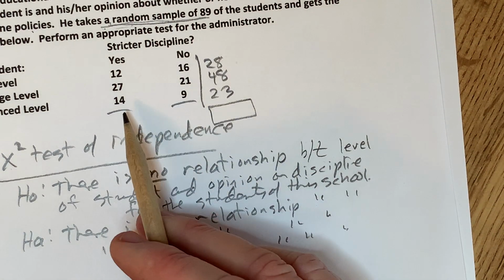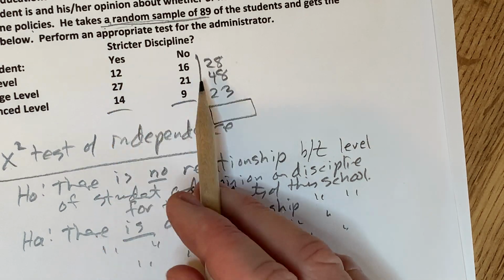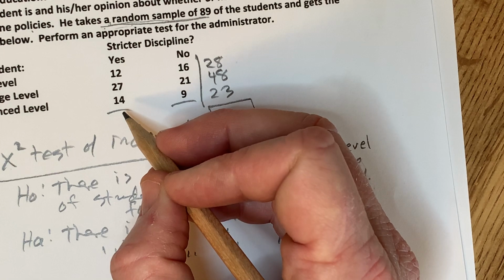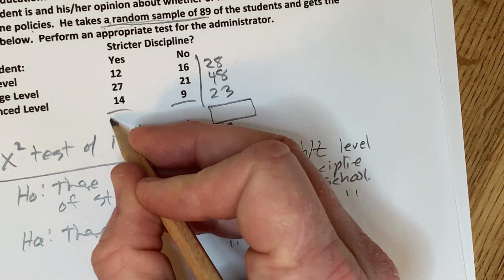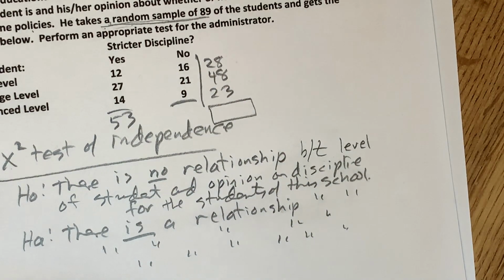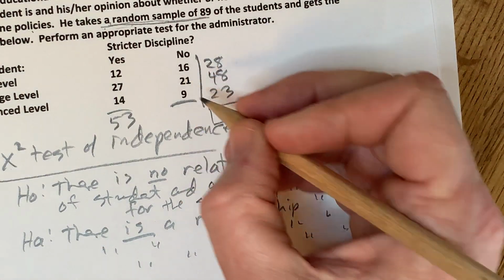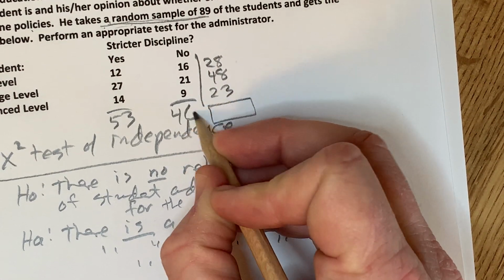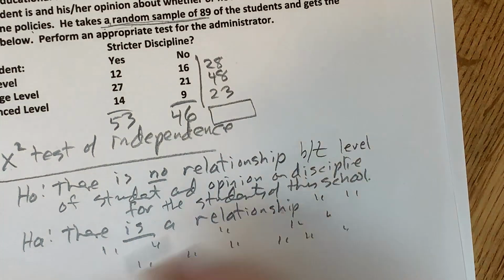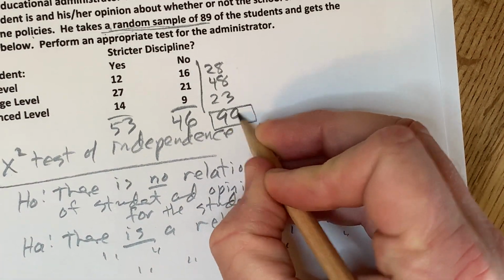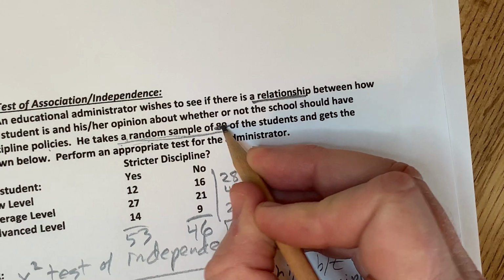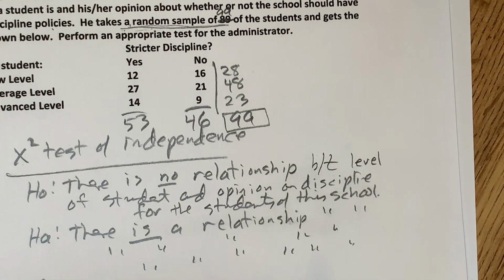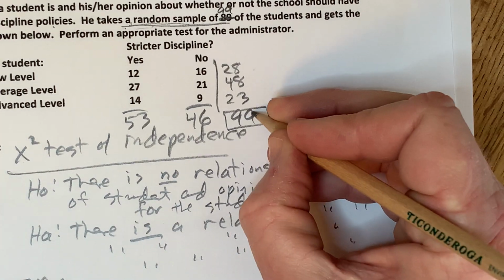Let's see, did I add those right? So that's 28. So these add up to 53. And then these add up to 46, and it's actually 99. So yeah, that was a mistake. I'm sorry, this should say 99. There's a total of 99 there. So that was a little error in my question writing.